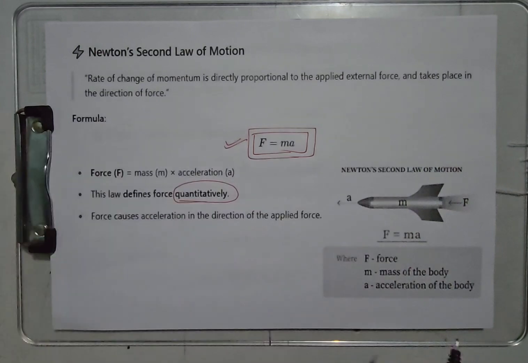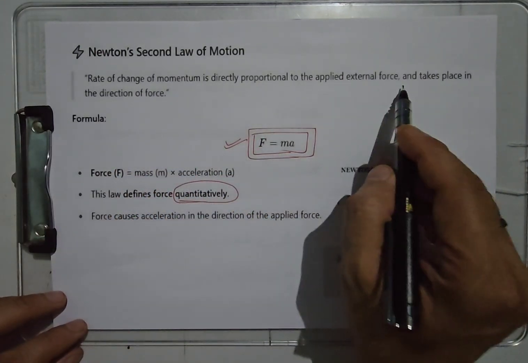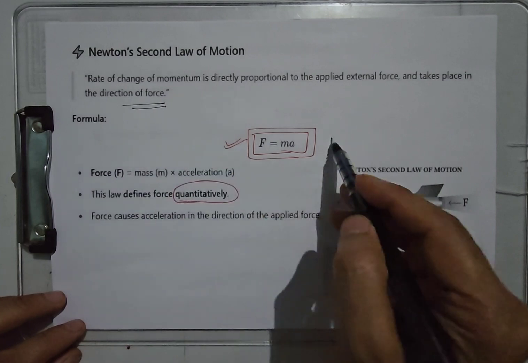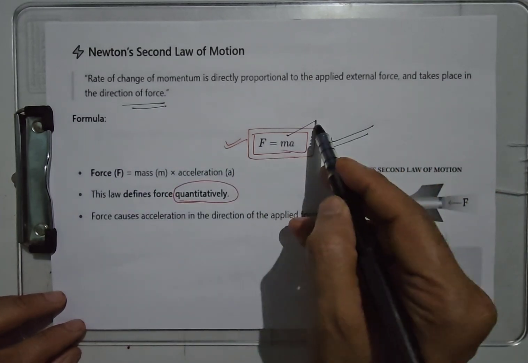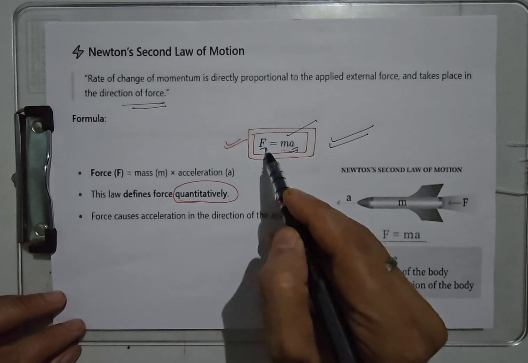Okay. Next is Newton's second law. What is the second law? The rate of change of momentum is directly proportional to the applied external force and takes place in the direction of the force. The formula is F is equal to m into a, where m is the mass of the body in kilograms and a is the acceleration of the body in meters per second squared. And force is measured in Newton.